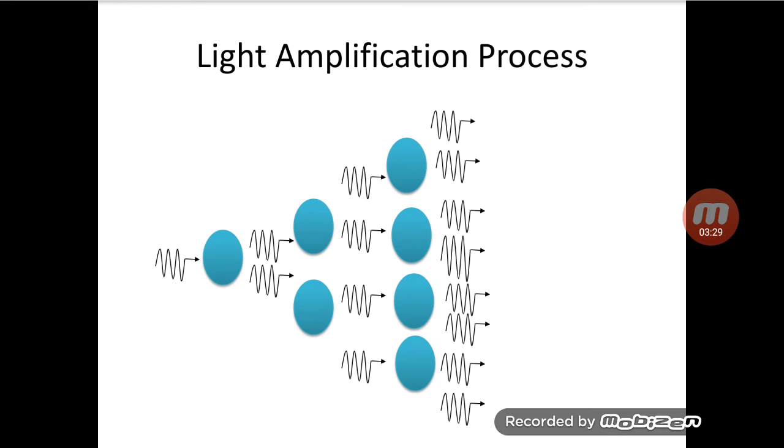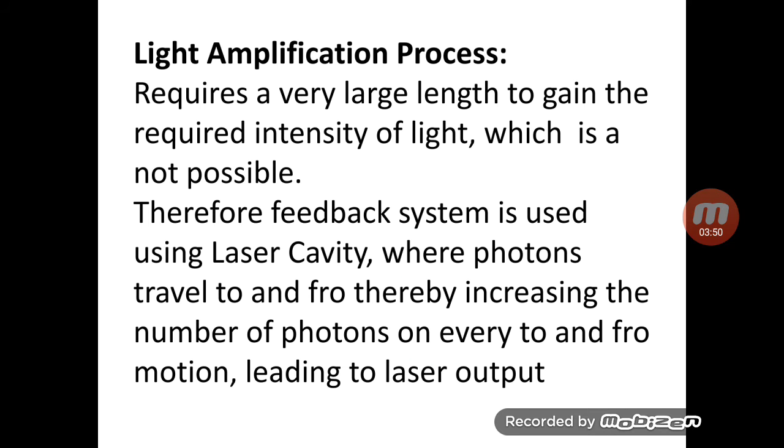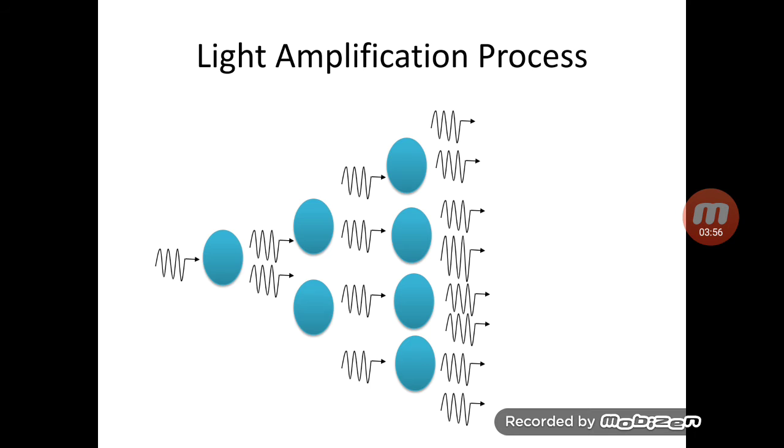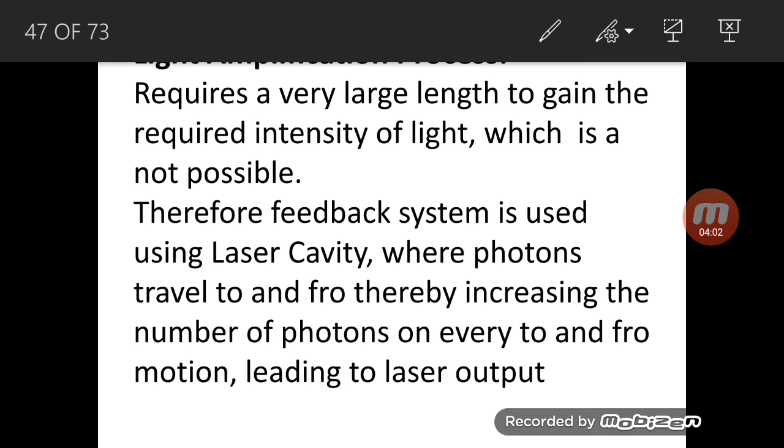What we do is, instead of having photons travel over a longer length, we will use a feedback system. Where the photons travel between two mirrors, so that we can achieve this process of light amplification very easily. Let us see how it is done. This is the note I told you. The light amplification process requires a very large length for the photons to travel, to gain the required gain. They should travel a very long length, which is not possible. Therefore, a feedback system is used.